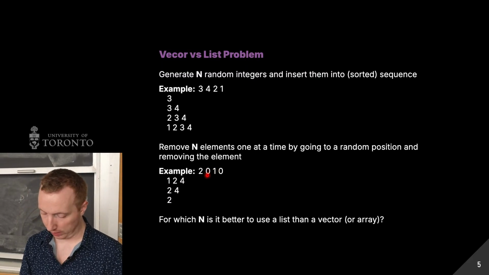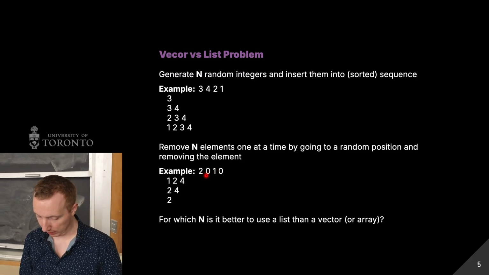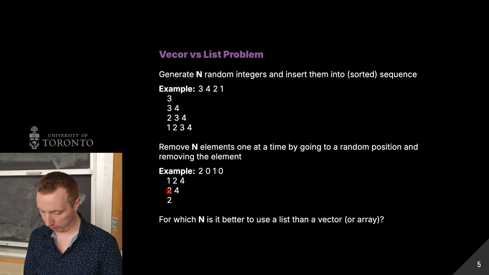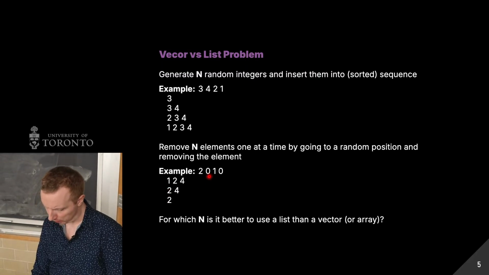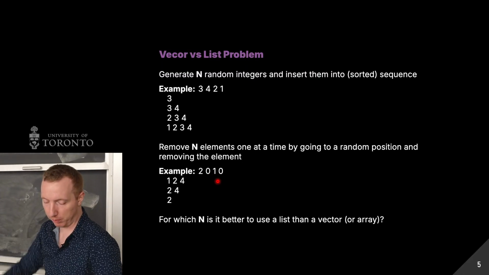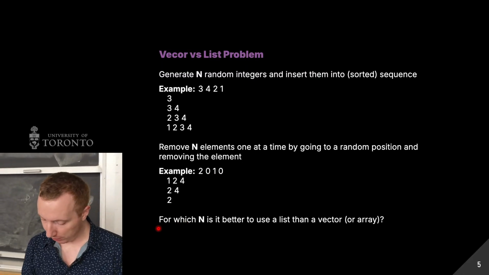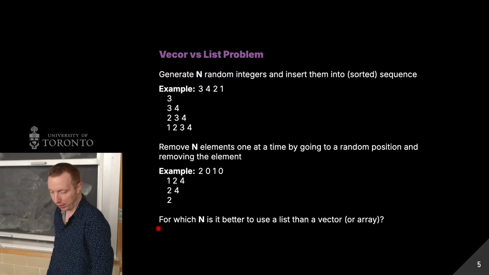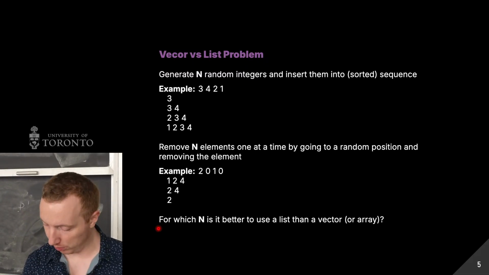I remove it at, these are all indices, so I remove it at index 0. So I remove the one at, sorry. Okay, there's a typo there. It should be the other way around. But I just remove them in that order. So my question for you is, for which n is it better to use a list or array?